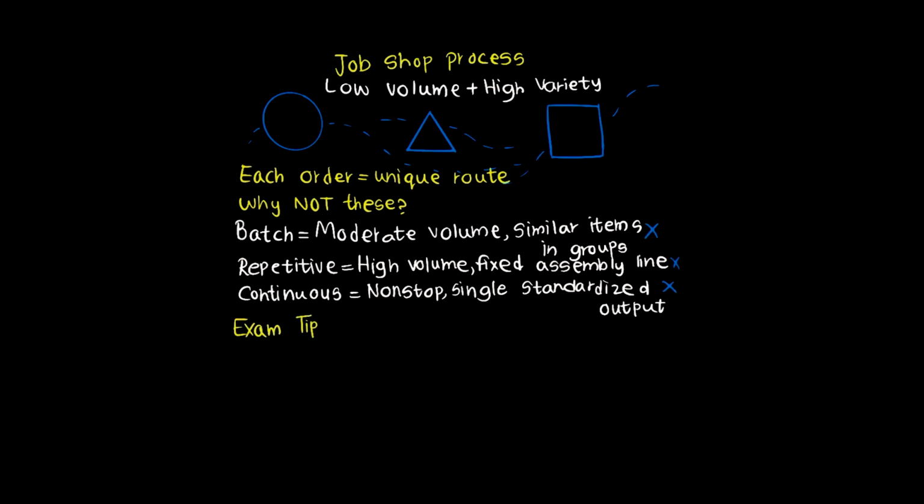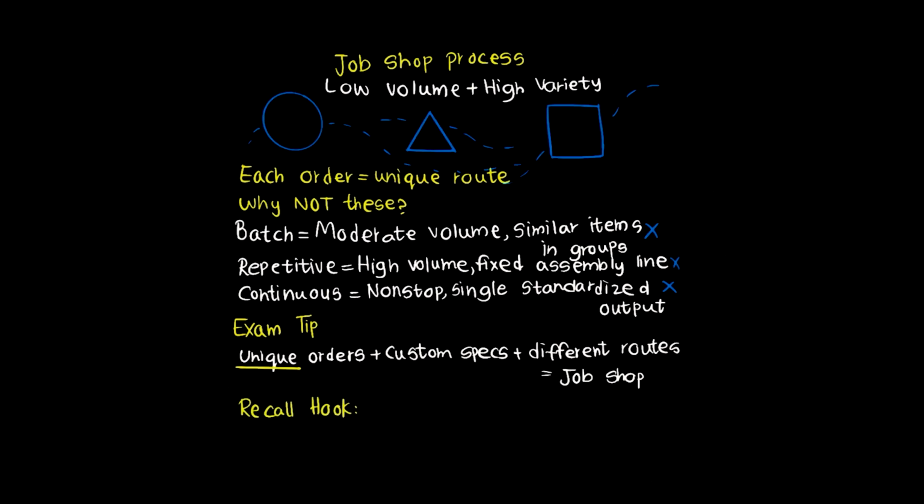Here's a WGU C215 OA exam tip for you. When the question describes unique orders, custom specifications, and each job following its own route, that is a job shop. Quick recall hook. Job shop equals just one-of-a-kind orders.